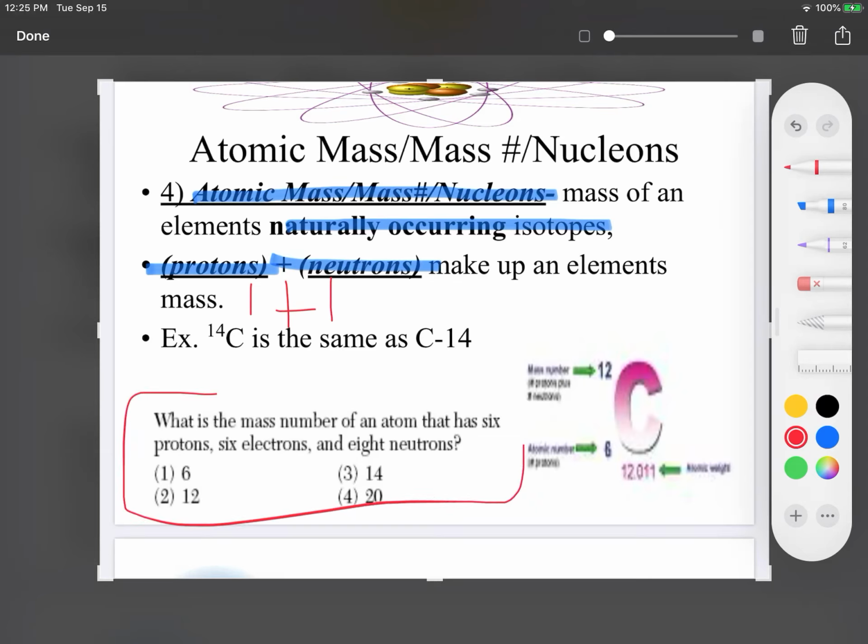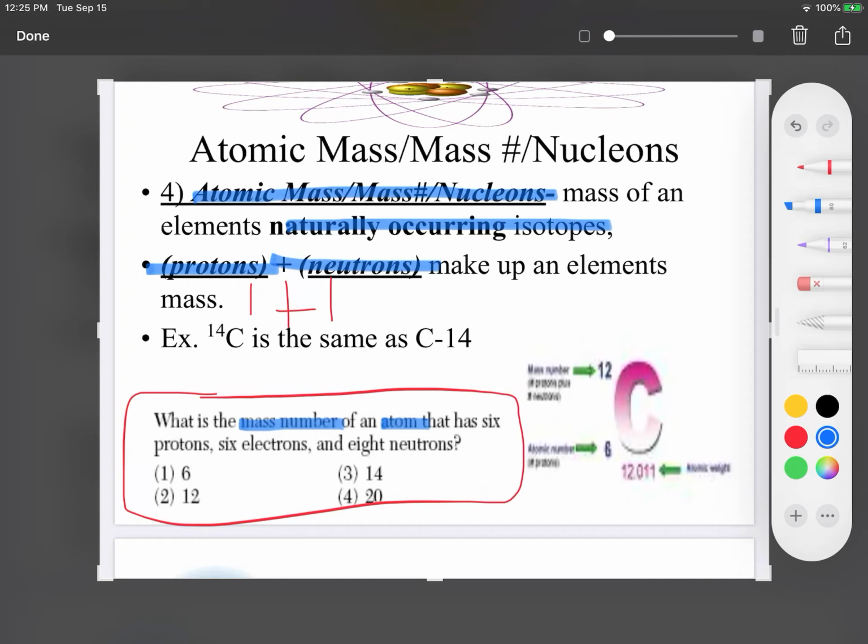Let's look at this question here. Okay? It says, what is the mass number, or hence atomic mass, of an atom, as we said, electrically neutral, that has 6 protons, 6 electrons, 8 neutrons? Okay, I'm going to hit pause, and I'd like you to answer this question yourself.